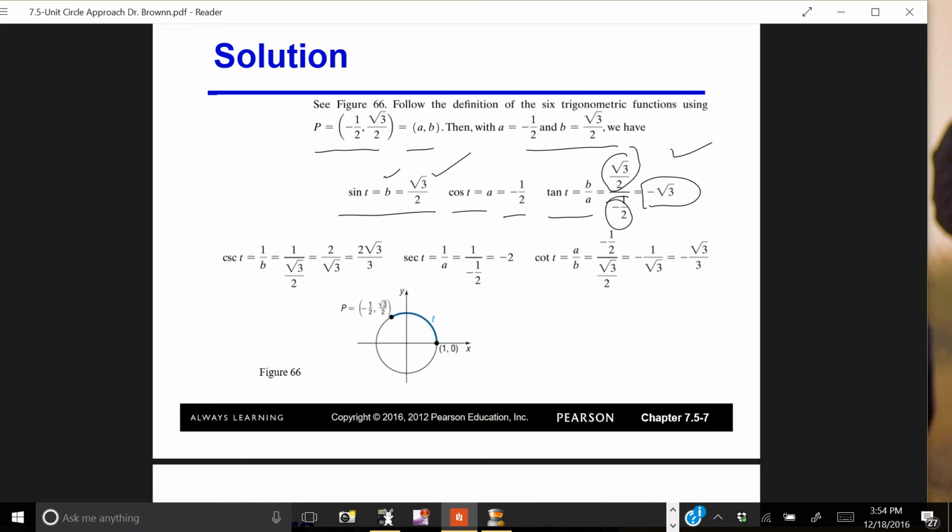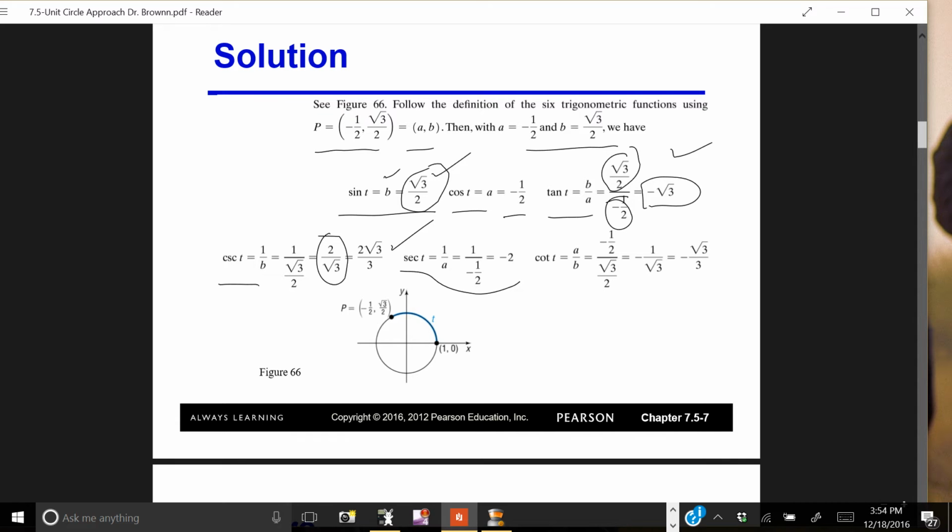The cosecant is simply 1 over b, or the reciprocal of the sine, which would be 2 divided by the square root of 3. Simplifying that and rationalizing the denominator, we get 2 square roots of 3 over 3.